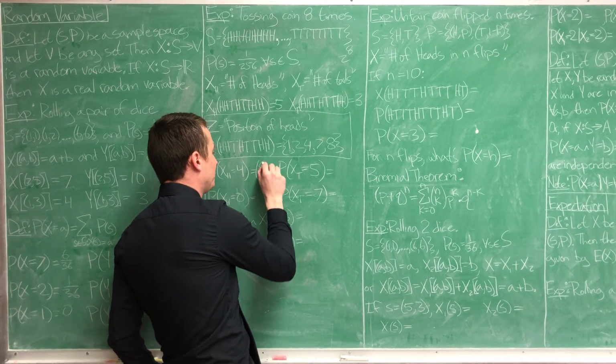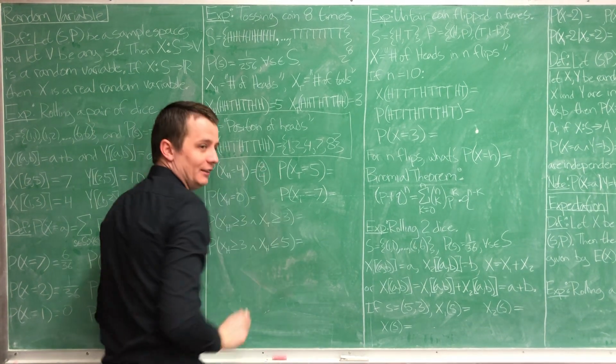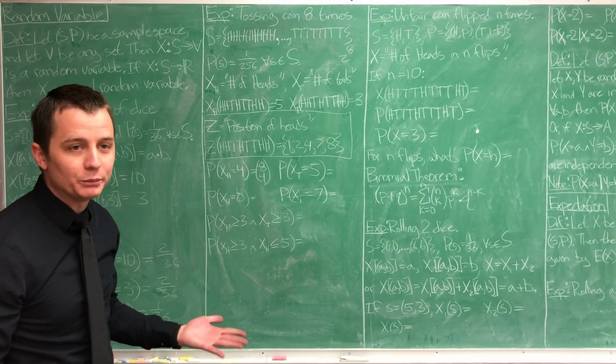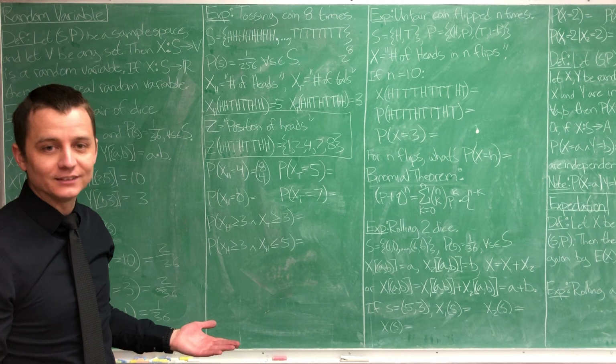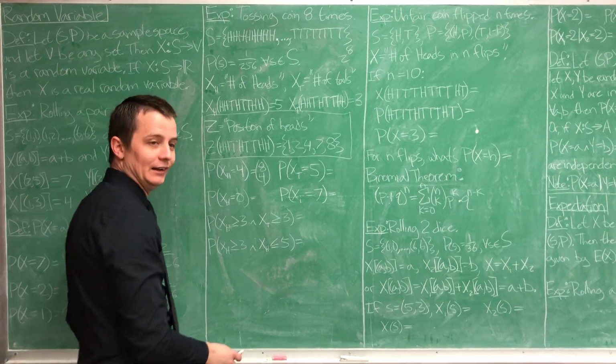How did you ever come up with that? Genius. You have 8 flips. Choose 4 of them to be heads. 8 choose 4. Right? Simple counting.